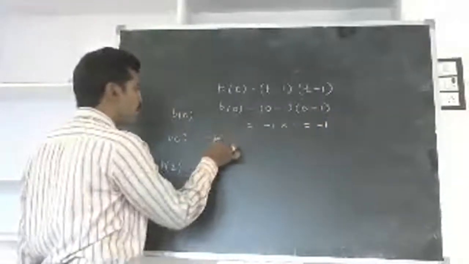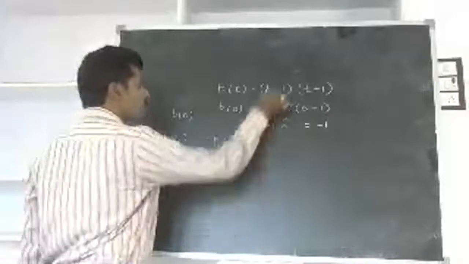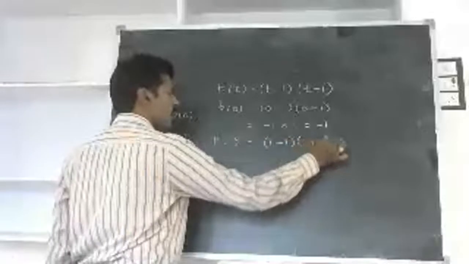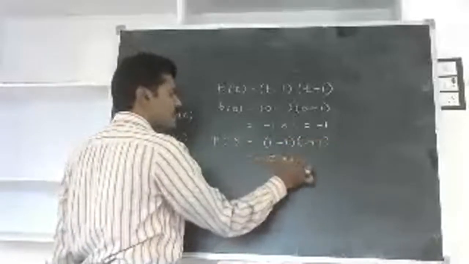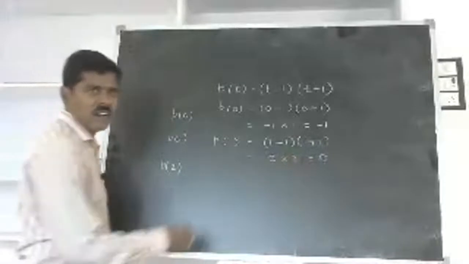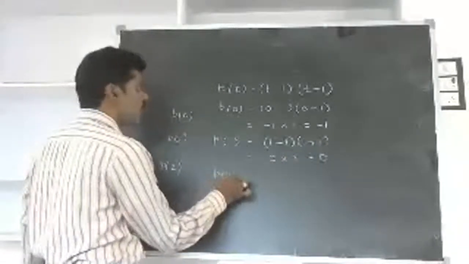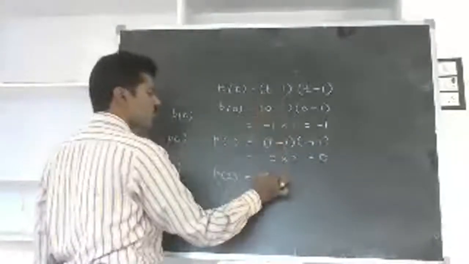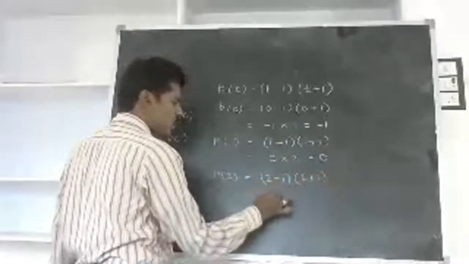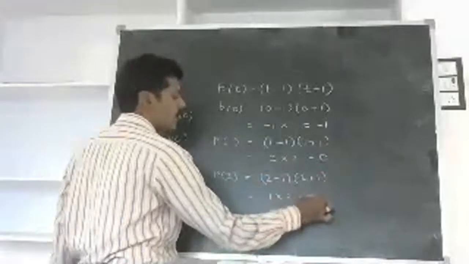And P of 1, you will get 1 minus 1 into 1 plus 1. Here you will get 0 times 2, which is always 0. And then if I go with P of 2, in the place of t, I have to substitute 2. 2 minus 1 times 2 plus 1. There I will get 1 times 3, which is equal to 3.